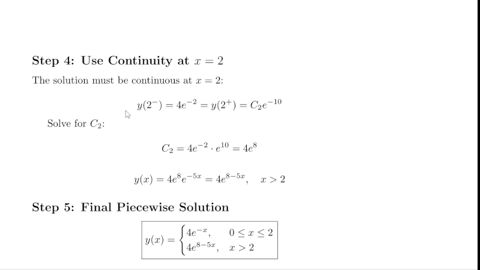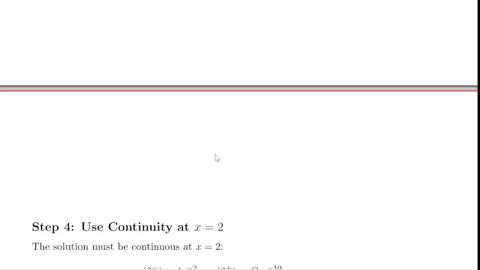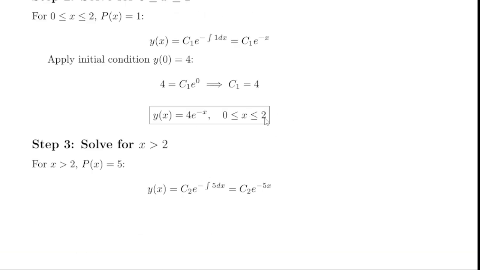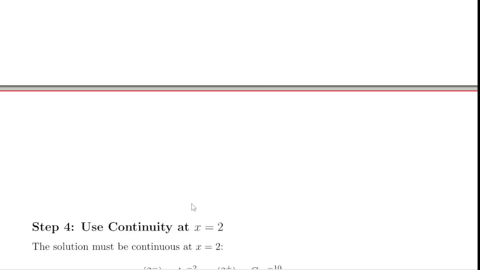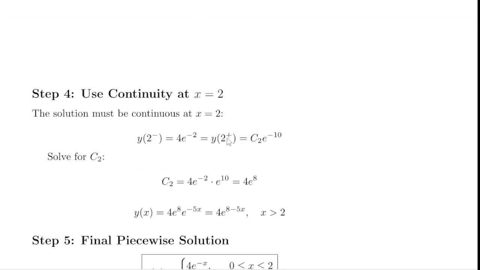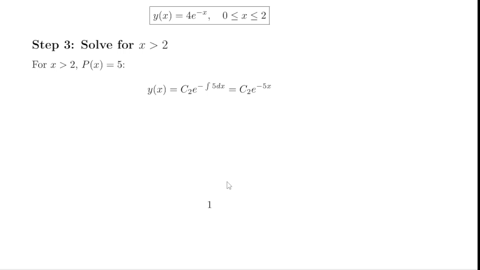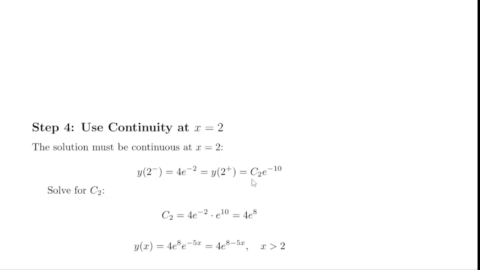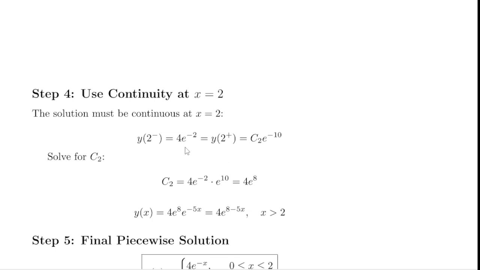at x equals 2. So if we approach 2 from the left, that has to be the same thing as 2 from the right. So remember, from the left, this is what we have here: 4e to the negative x. From the left, that'll be 4e to the negative 2. And then from the right, that's going to be this right here, because that's x greater than 2. So we plug in 2 there. So we have c, the constant, times e to the negative 10. That must equal 4e to the negative 2.